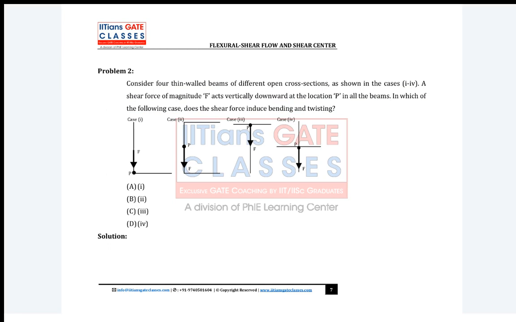Yeah. So in case 1, P is the shear center, so it will have only bending. In case 2, this is not the shear center, so it will have both bending and twisting. In case 3, this is the shear center, so you will not have any twisting. And in case 4, it is also the shear center, so you will not have any twisting. So what is the answer? B is the answer. B is the answer.